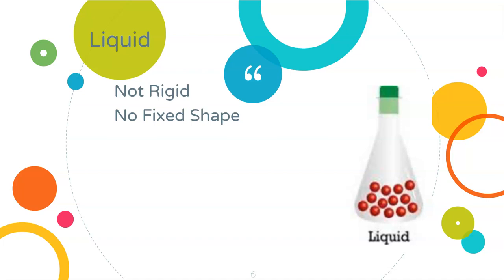But unlike gas, which has no fixed volume, liquids have a fixed volume. If you have 10 milliliters of water, and you pour that water out of its container, it will still have 10 milliliters of water. So it does have a fixed volume.